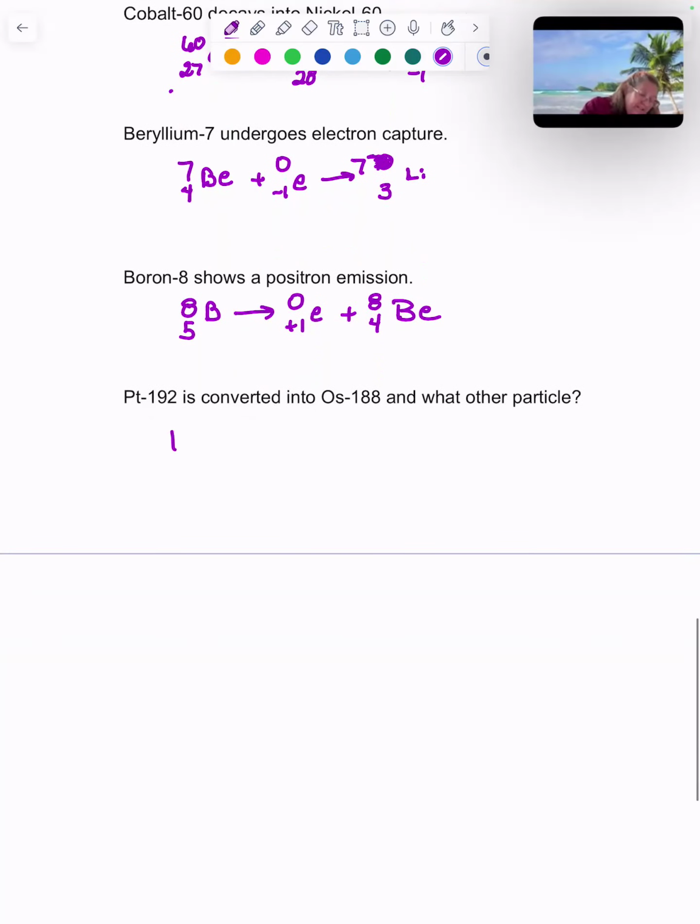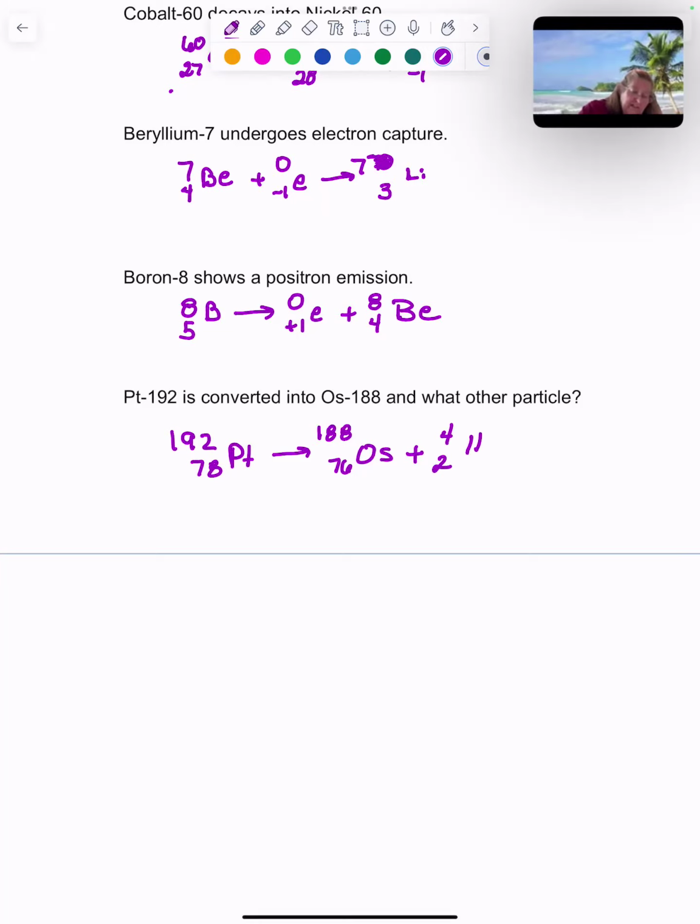Platinum 192. I need to look up the atomic number of platinum. It's 78. It is being converted into osmium 188. Osmium is atomic number 76. You have to figure out the particle. Well, it's got a mass of 4, an atomic number of 2. That tells me that is my helium nucleus or an alpha particle.